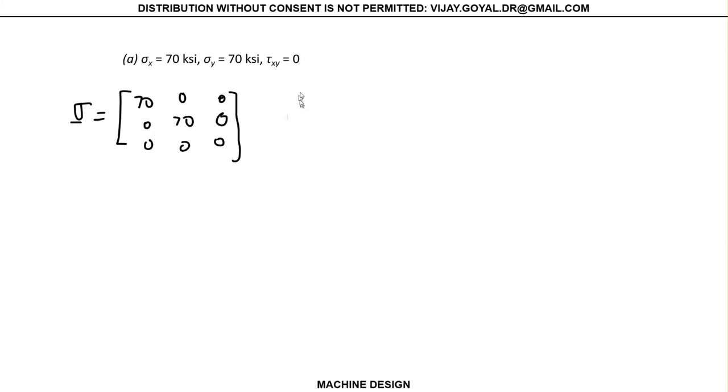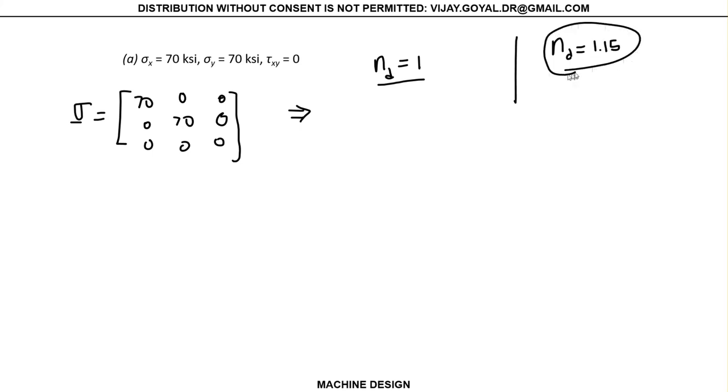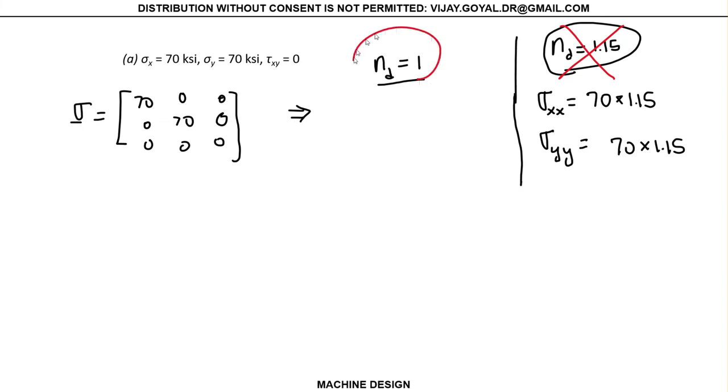To start the problem, I need to know immediately, first of all, do I have a design factor? The problem doesn't give me one, so let's just assume the design factor is equal to 1. If the design factor was not equal to 1, assuming this is 1.15, typically, if it's not given, this is the value that you should take. Then your real sigma xx will be 70 times 1.15. You multiply each one of the values of the stresses by 1.15. That's what you would do. But we are going to say this is not the case for my problem. We are not doing this, so we are just sticking with n equal to 1.